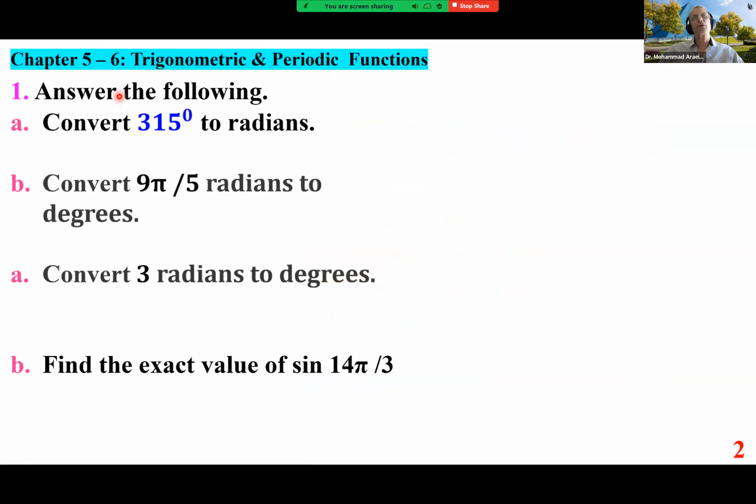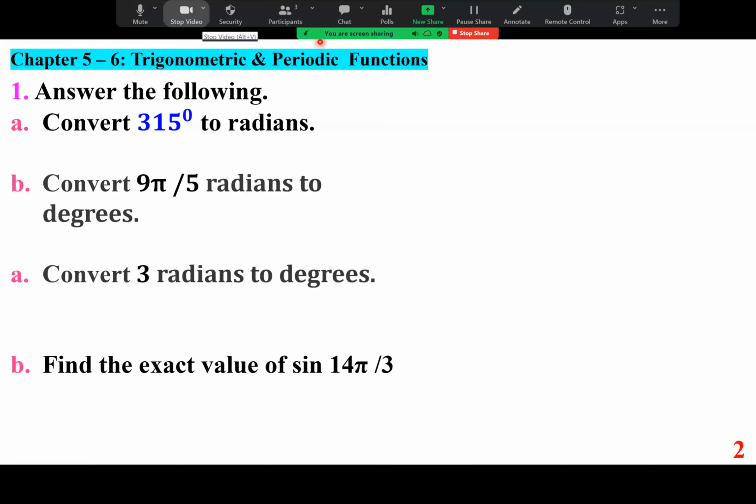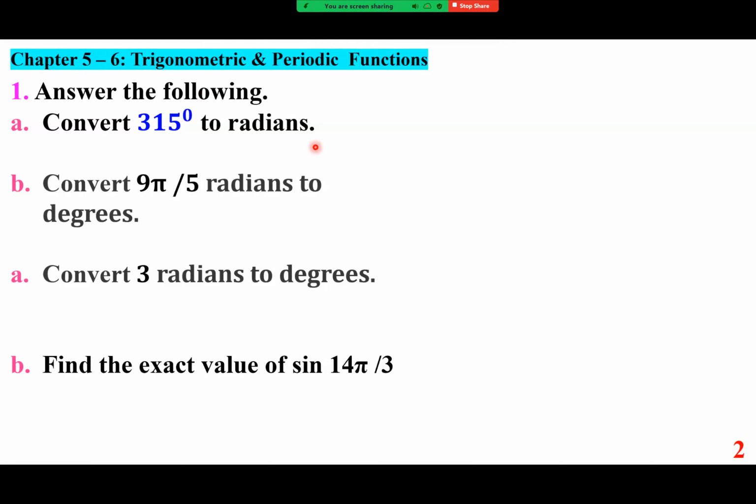We want to answer the following question, starting with the conversion of 315 degrees to radians. And so I'm going to remind everybody how we do that. The easiest way is to recognize pi is 180 degrees. So the ratio of d to 180 degrees is the ratio of radians to pi. So if any one of them is missing, you can find it.